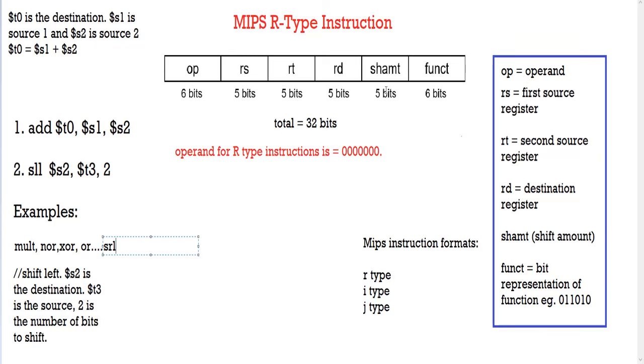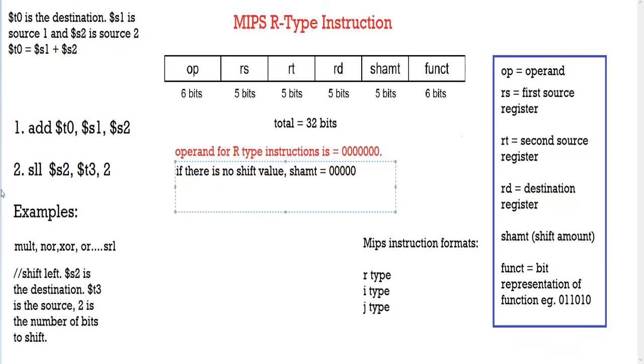But whenever we're doing something except for the shift instructions, for example add, this place is going to be 0. So if there is no shift value, then SHAMT, which means shift amount, is equal to 5 zeros. Finally, we have the function bits here.